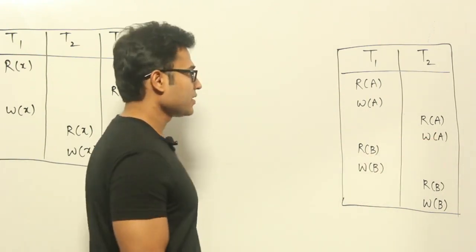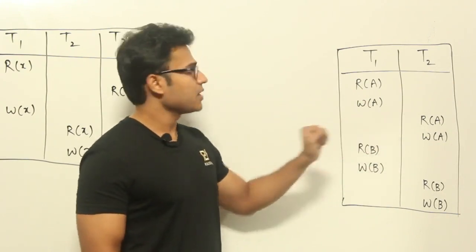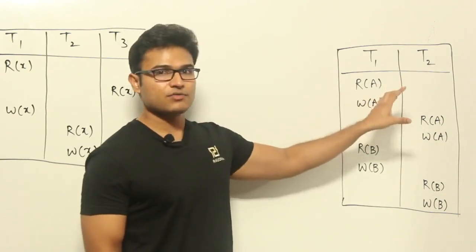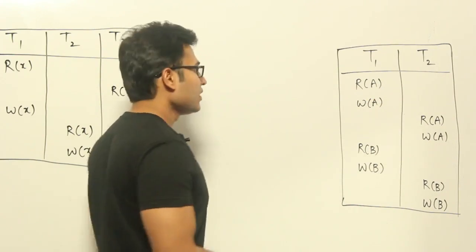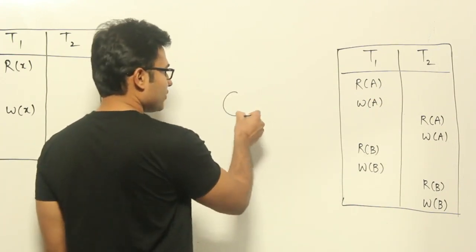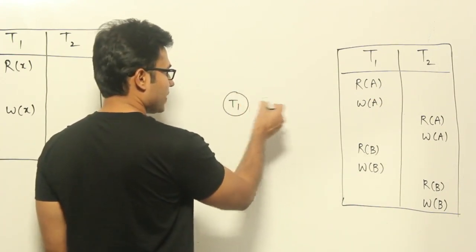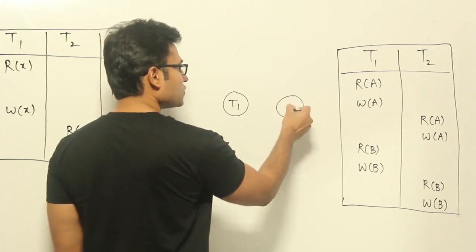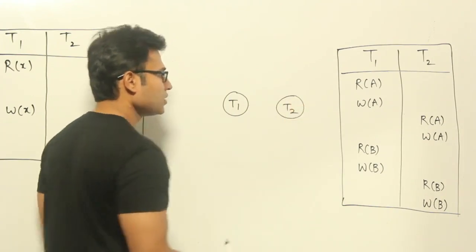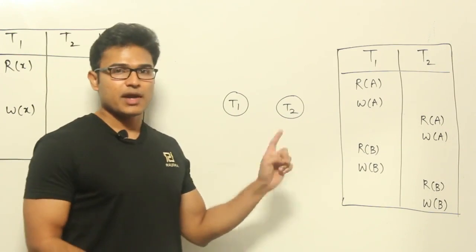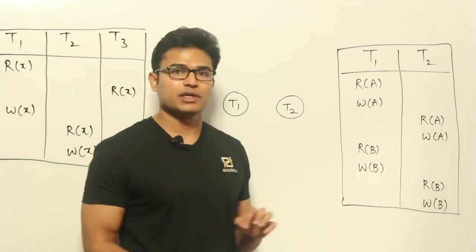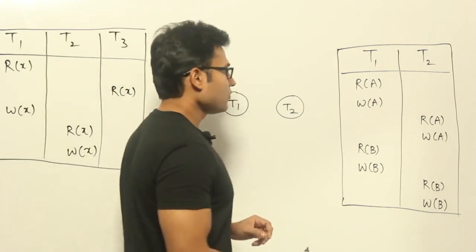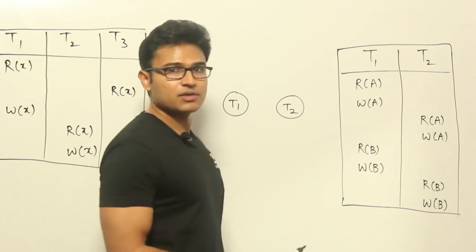So what is the precedence graph for this particular problem? Try to represent every transaction with a node in the graph. Let us say this transaction T1 is represented by this node and transaction T2 is represented by this node, right? Now after finding the nodes, you put the edges based on the conflicting actions, right? Now what are the conflicting actions? Identify the conflicting actions and you can put the edges.